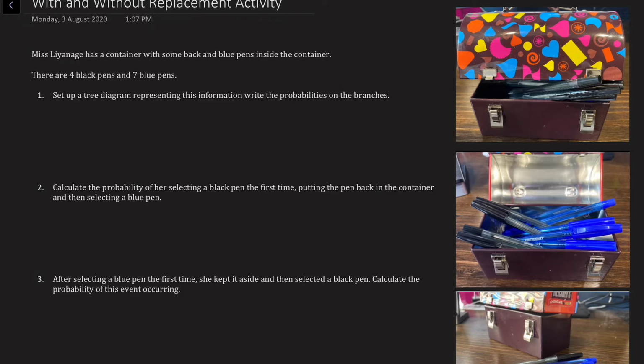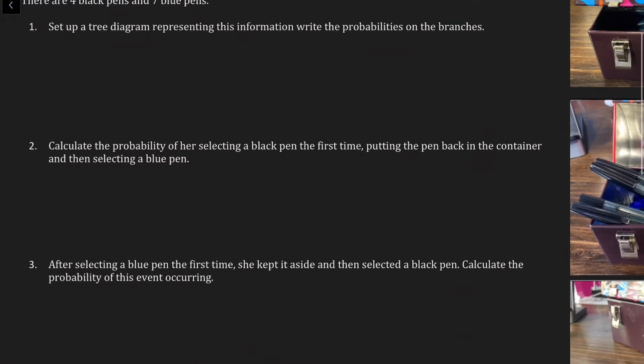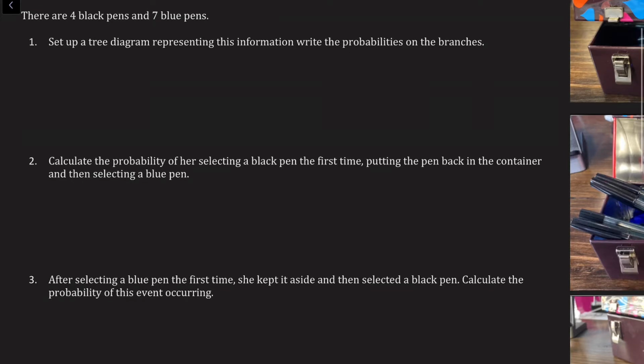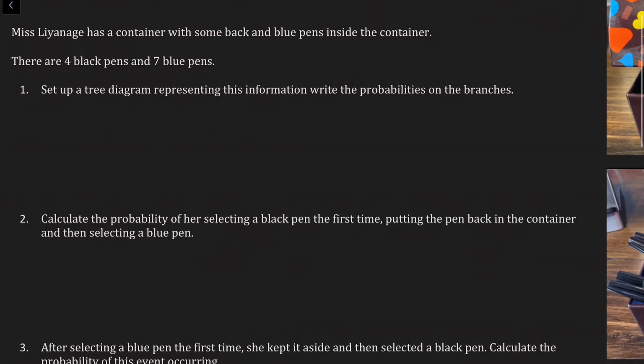pen the first time. So the first question has asked us to set up a tree diagram that's representing the information. So the information tells us that we have 4 black pens and 7 blue pens. So it's just important here to make sure that you realize that in total, or calculate, our total number of pens is 11. Now this is going to be important because in the first question where I've asked you to set up a tree diagram, I've also said to write the probabilities on each of the branches.